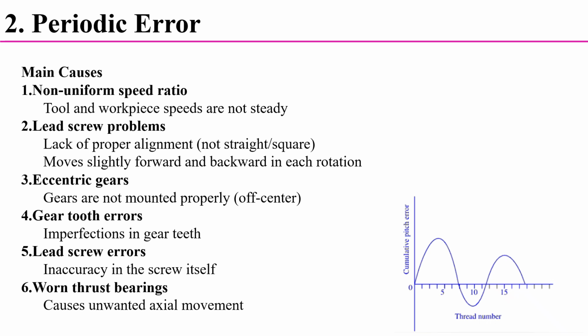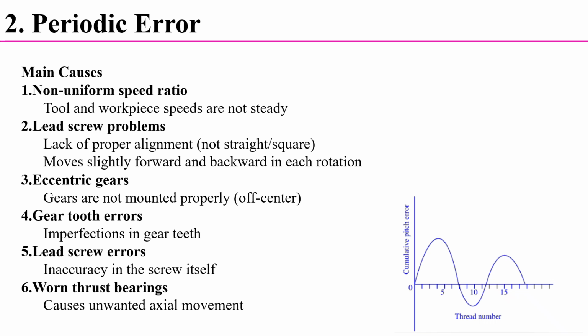Next we will discuss the causes of this periodic error. The first cause is the non-uniform speed ratio. If the tool and workpiece speeds are not constant, then it will give rise to periodic error. The second cause is lead screw problems. If there is a lack of proper alignment and the lead screw moves slightly forward and backward in each rotation, then periodic error will occur. The third cause is eccentric gears. If the gears are not mounted properly, periodic error arises.